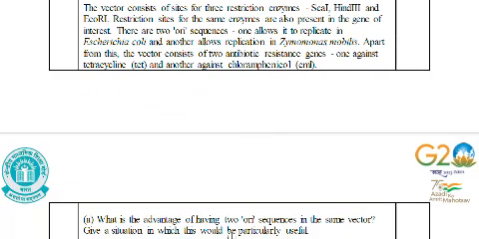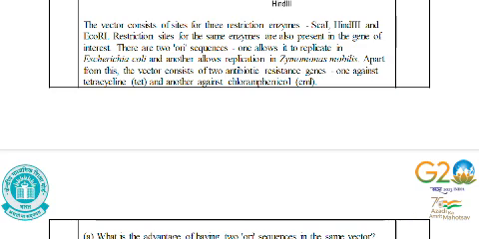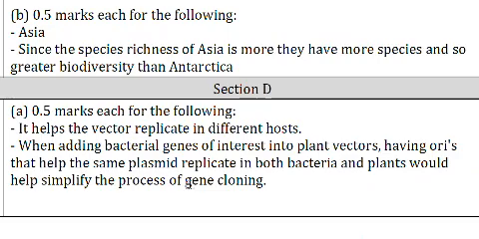What is the advantage of having two origin sequences? Two origin sequences help in replicating the vector in both organisms. Give a situation in which this would be particularly useful. When you try to put in bacterial genes and you're going to insert them into other vectors, having the origin of replication for both, we can make them replicate in both hosts, and this will simplify the process of gene cloning.